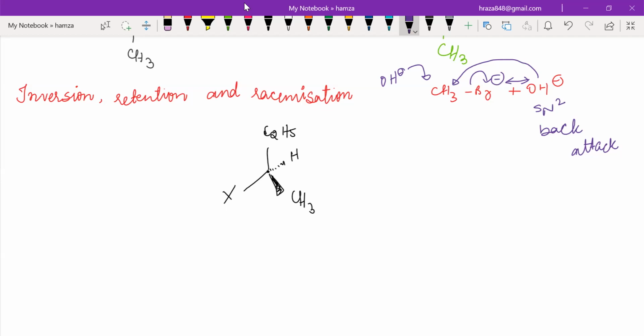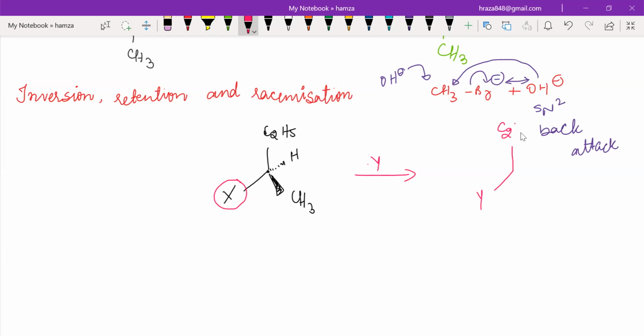Okay. Now you can see in SN2 only back attack is possible, but in SN1 there will be formation of carbocation, so it is possible to attack from the front side as well as the back side. Yes or no? So I'm going to react this with Y. So two possibilities there. X is replaced by Y at the same place as X is there. That means X will go to Y.